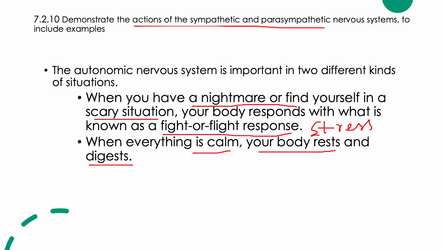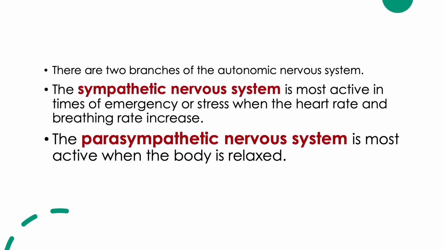So the autonomic nervous system is mainly divided into the sympathetic and parasympathetic nervous system. This explains the same over here. We have two branches of the autonomic nervous system, sympathetic and parasympathetic. Sympathetic in the time of emergency, when you have stress, and parasympathetic when the body is mainly relaxed.